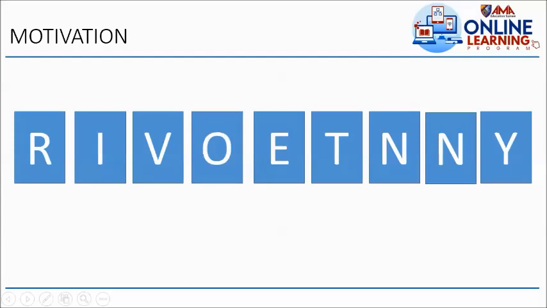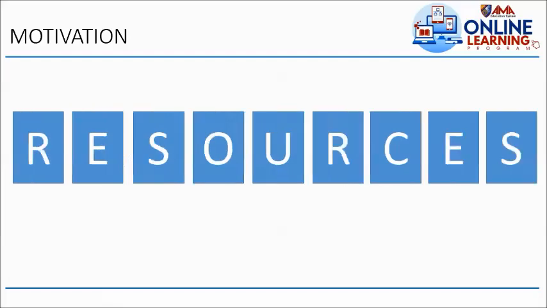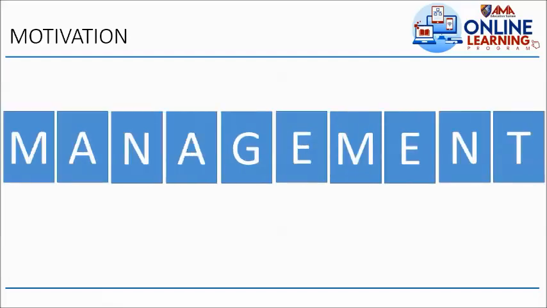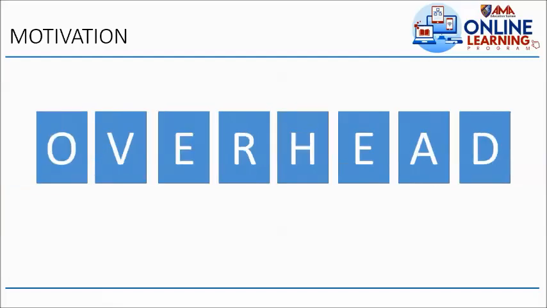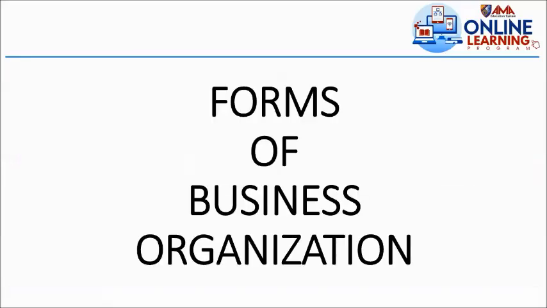So let's now proceed. These are the correct answers. Number 1, product. Number 2, resources. Number 3, management. Number 4 is overhead. And the last is inventory. For today, we are going to discuss the forms of business organization.